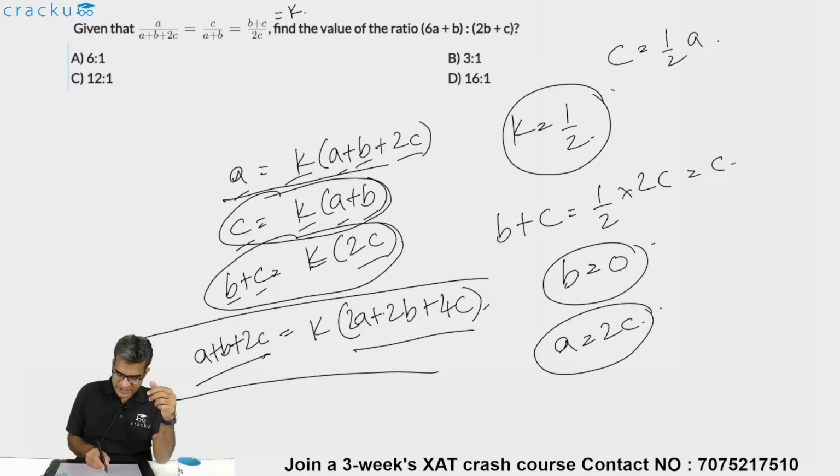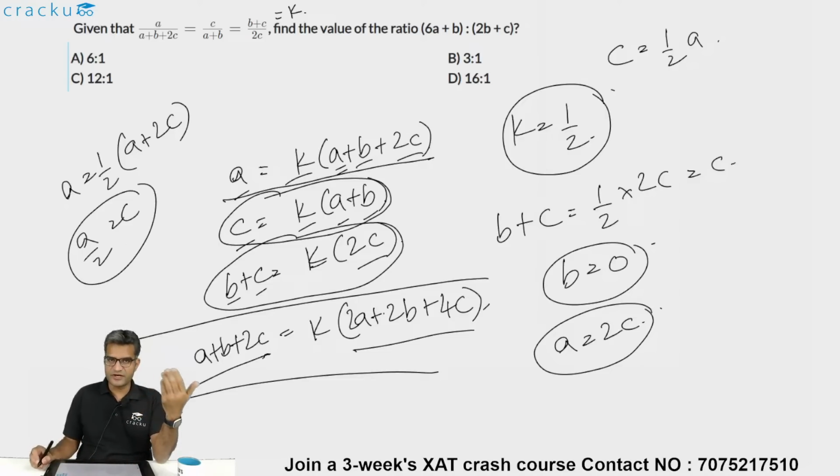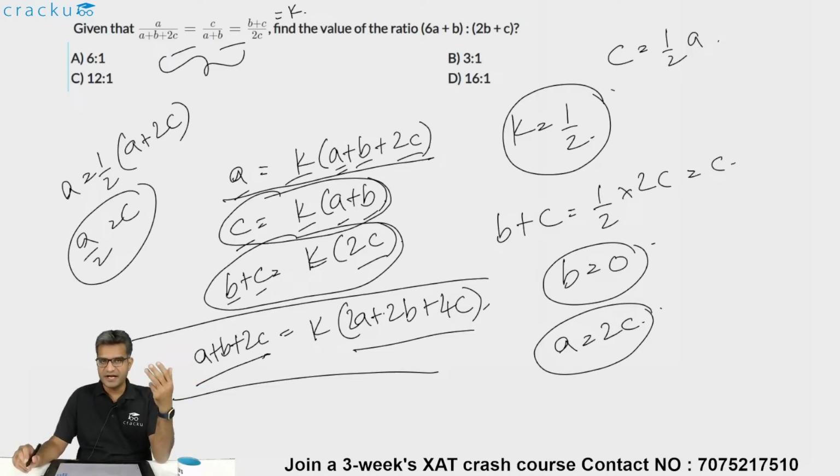If you substitute that in the first equation, you are going to get a is equal to 1 by 2 into a plus b is 0 plus 2c, or a by 2 is again equal to c, which is essentially what we already know. So we are not getting any more information, and we can't calculate the value of a or b or c. Another way to look at it is we have two equations. This is one equation, this is another equation, and we have three unknowns.